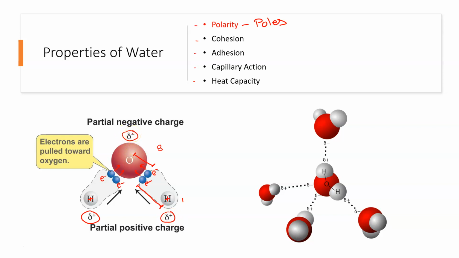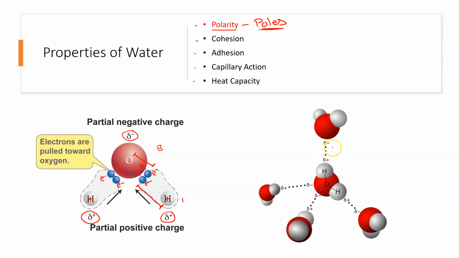Okay? Now, how does that relate to other water molecules? We know that the water molecule as a whole has poles. There's a slightly negative pole and a slightly positive pole. That's what polarity means. And when you zoom out and look at a bunch of water molecules, you see that the slightly positive side is going to orient itself to the slightly negative side of an adjacent water molecule.